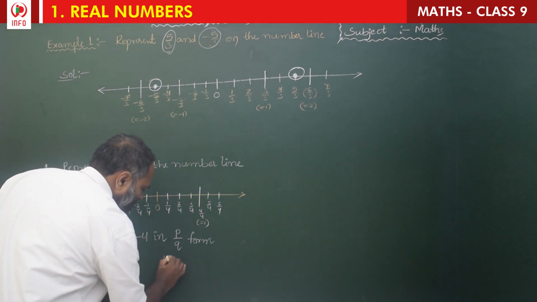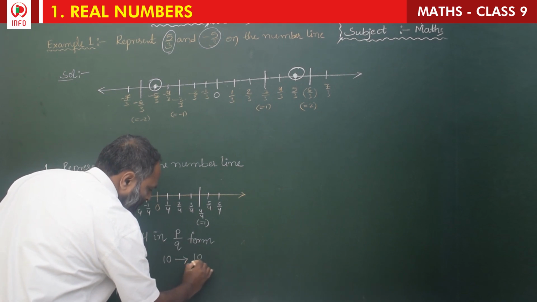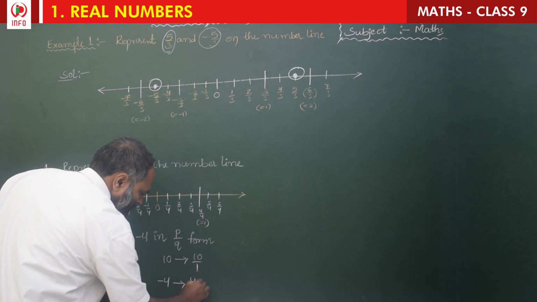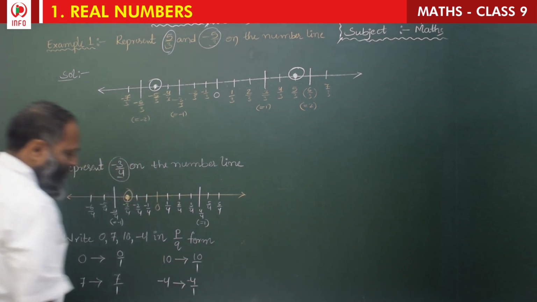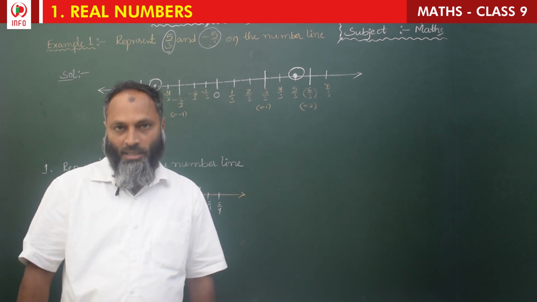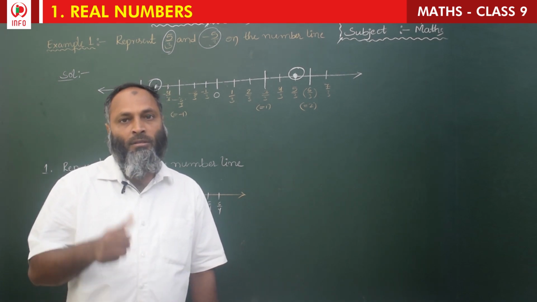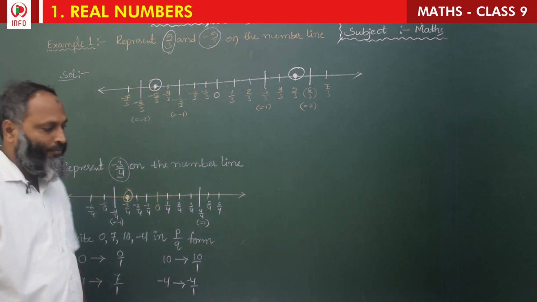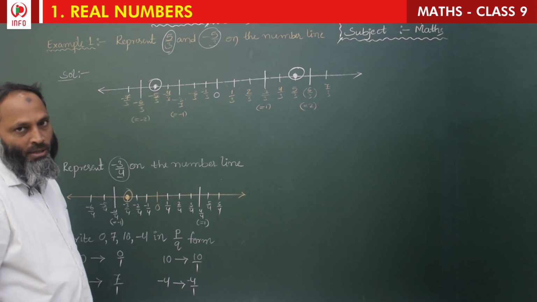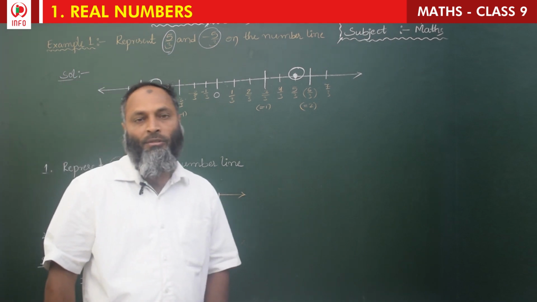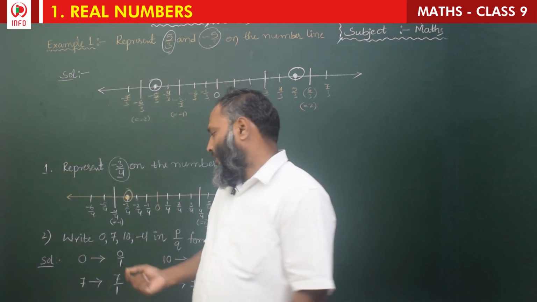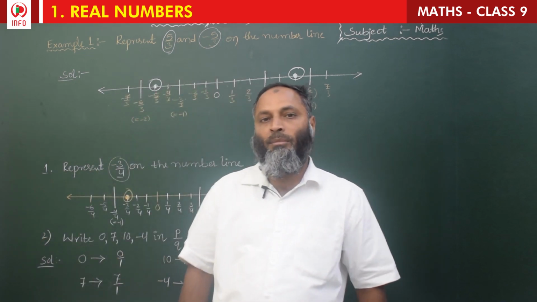Then 10 in P by Q form is 10 by 1. Minus 4 is an integer, so that is minus 4 by 1. If no denominator is given, we should take 1 as the denominator. So all these are in the form of P by Q. If numbers are given without a denominator, how do we write them in P by Q form? Just by taking 1 in the denominator. If you take 1 in the denominator, that will be in the form of P by Q.